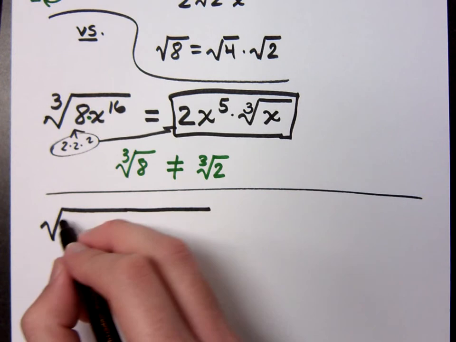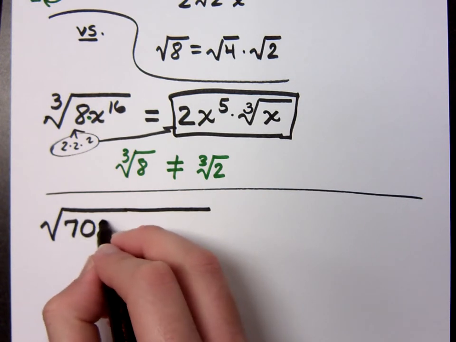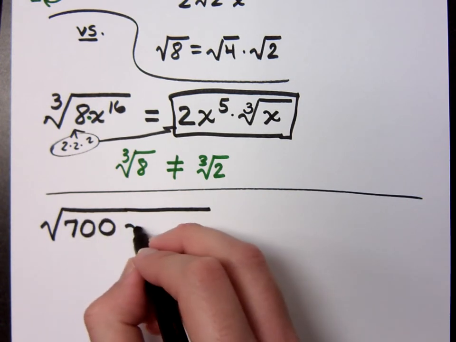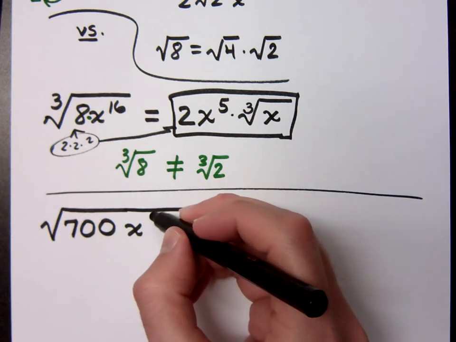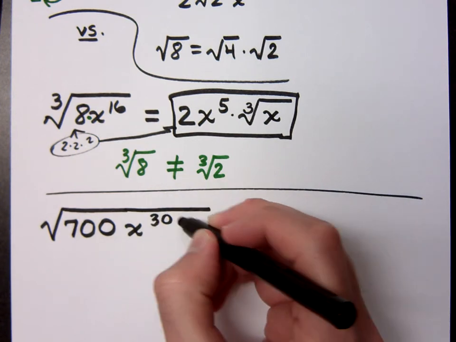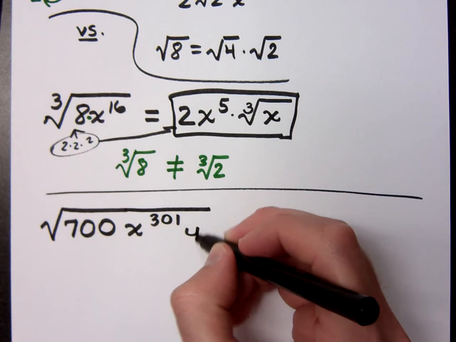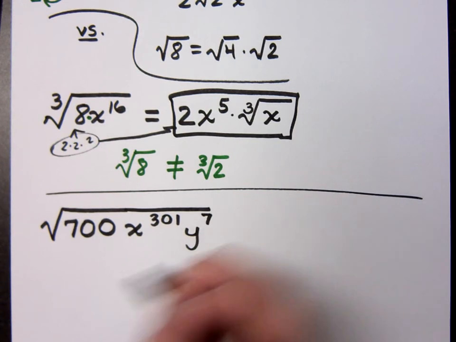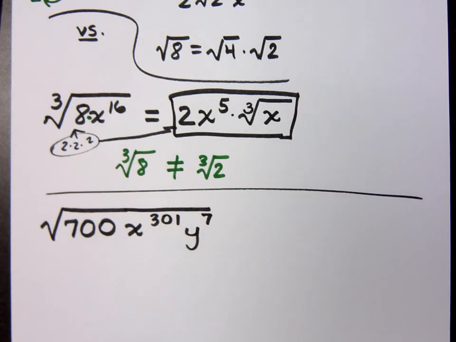Yeah, let's make it a little bigger. If I have 700x to the 301st, y to the 7th. And it's understood too right there. This is a square root. Is 700 a perfect square? We don't know. We haven't gotten that far yet.